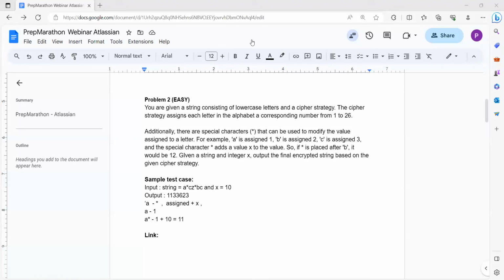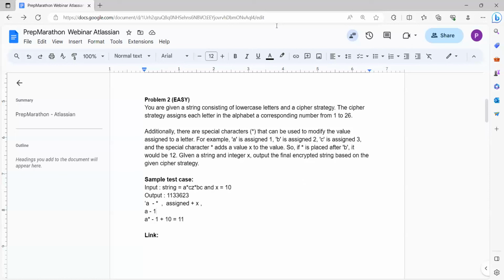We could use a stack. Yes, we can use a stack. Whenever you get that asterisk, you can take the last element and increment its value. So there are multiple ways of solving this problem. Like Akshata gave us a solution using a stack. So how to solve it using a stack?